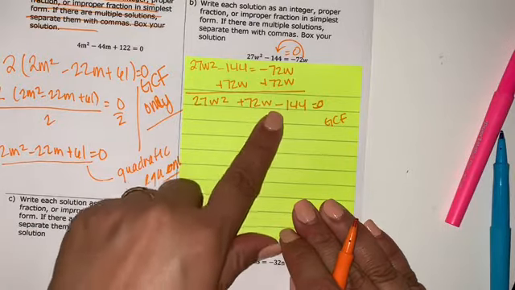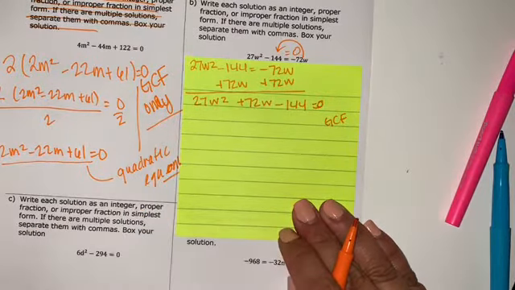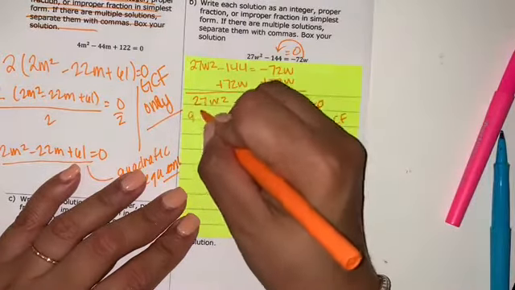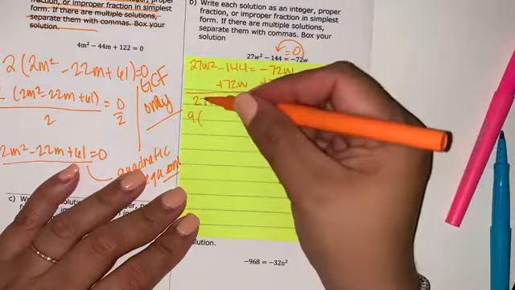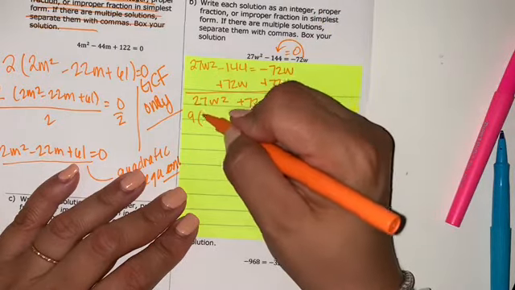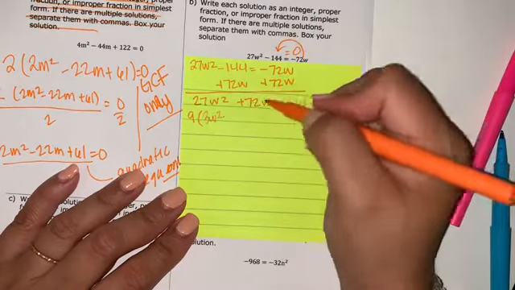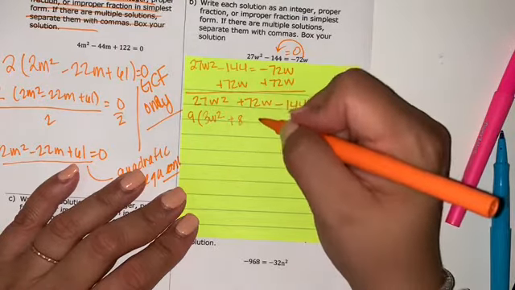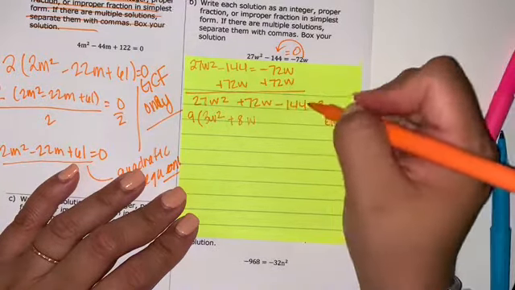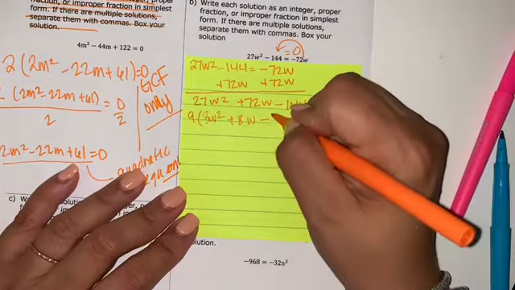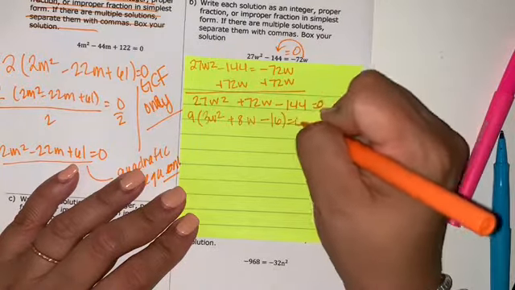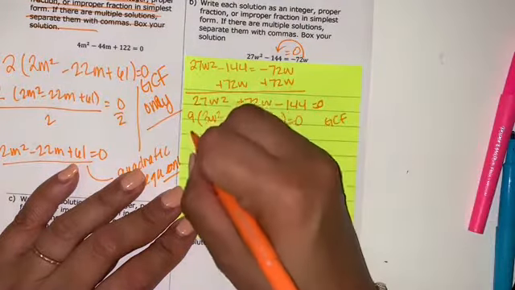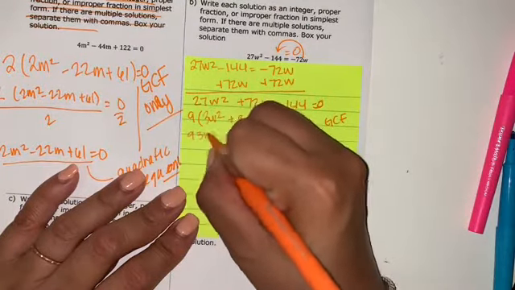27, 72, and 144 have a 9 in common. So you're going to factor out a 9, and you're going to say 27w squared divided by 9 is 3w squared. 72w divided by 9 is going to be 8w. And then 144 divided by 9 is going to be negative 16 equals 0. So we know if we divide 9 out by both sides, let me just write it clearly so you can see it.